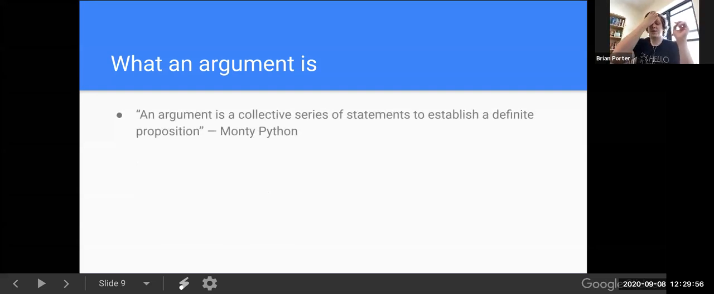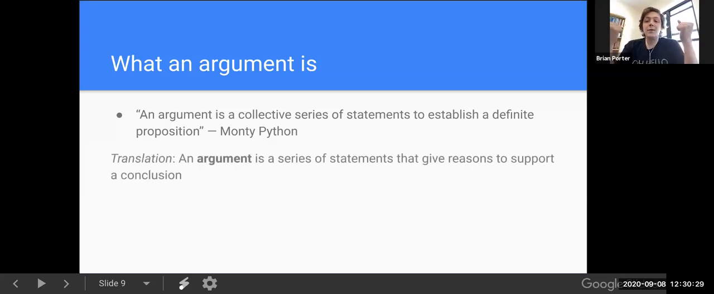And so this is the Monty Python quote that I thought was coming up earlier. The Michael Palin guy on the left says, an argument is a collective series of statements to establish a definite proposition, which has a little bit of jargon in there, but this basically gets at the right point. An argument is just a series of sentences meant to give justification, give evidence, give a defense of some definite claim about the world, some proposition. So an argument is a series of statements that give reasons to support a conclusion. That's what an argument is. A bad argument gives reasons that don't support the conclusion. A good argument gives reasons that do support the conclusion.